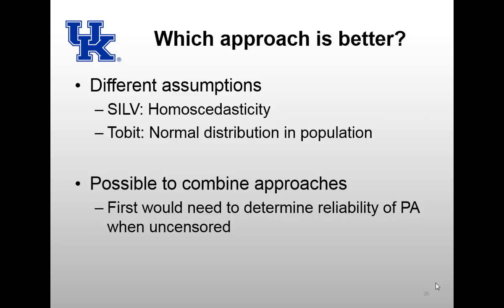So we had these two different approaches, the SILV and the Tobit approaches, to handle the measurement error on the PA variable. It's natural to ask which approach is better. Well, they have different assumptions.